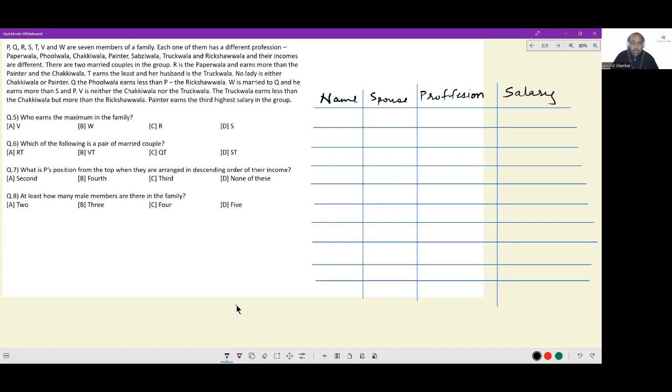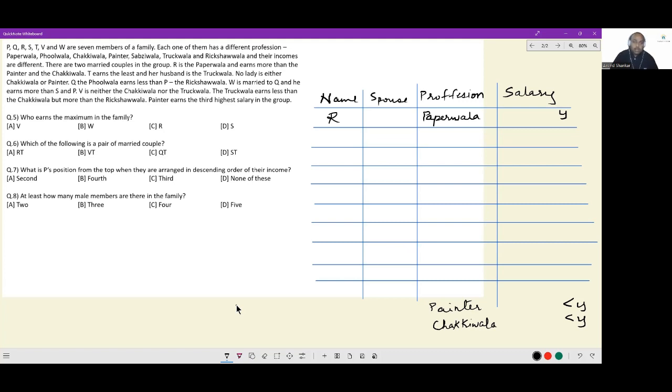Let's read the clues. R is the paper wala and earns more than the painter and chakki wala. R is the paper wala, and let's say his salary is Y. We don't know where the painter and chakki wala are, but we'll write it outside of the table: painter and chakki wala, their income is less than Y for both of them.